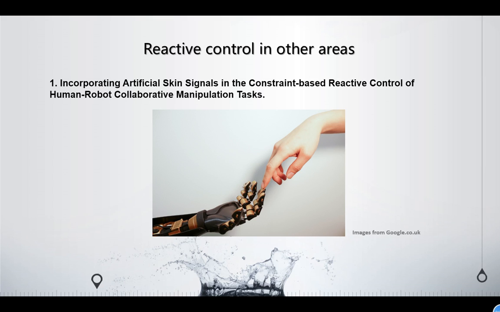And reactive control can also be used in other areas. For example, incorporating artificial skin signals in the constraint-based reactive control of human-robot collaborative manipulation tasks. The aim of this study is to develop a collaborative manipulation control strategy for robots that can process a large number of artificial skin sensor data. The artificial skin contains over 300 interconnected cells, and robots and operators interact in a shared workspace to accomplish industrial tasks.